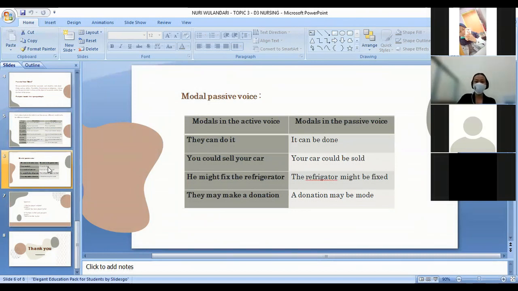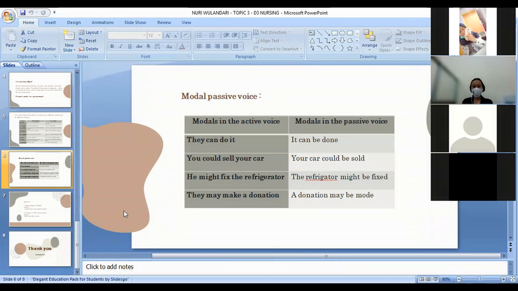Modal passive voice. Modal in the active voice: they can do it. Modal in the passive voice: it can be done. Modal in the active voice: you can sell your car. Modal in the passive voice: your car can be sold.